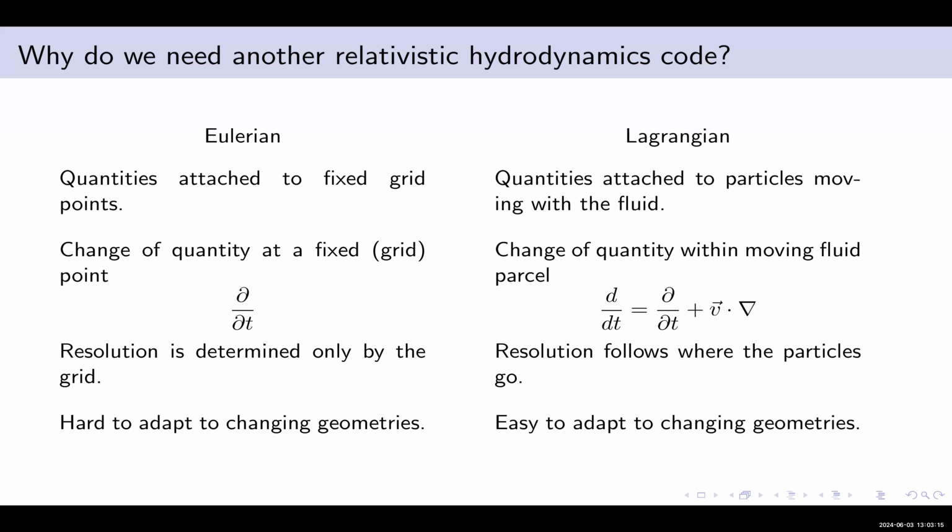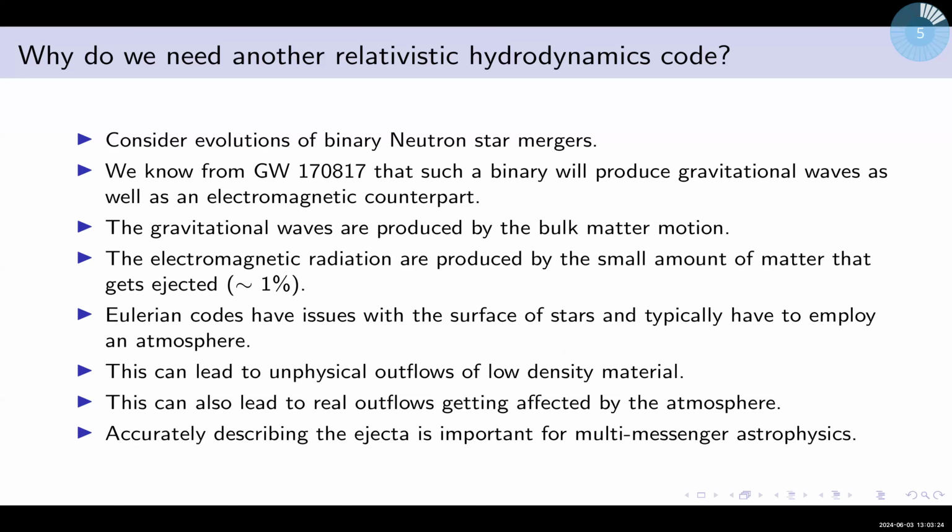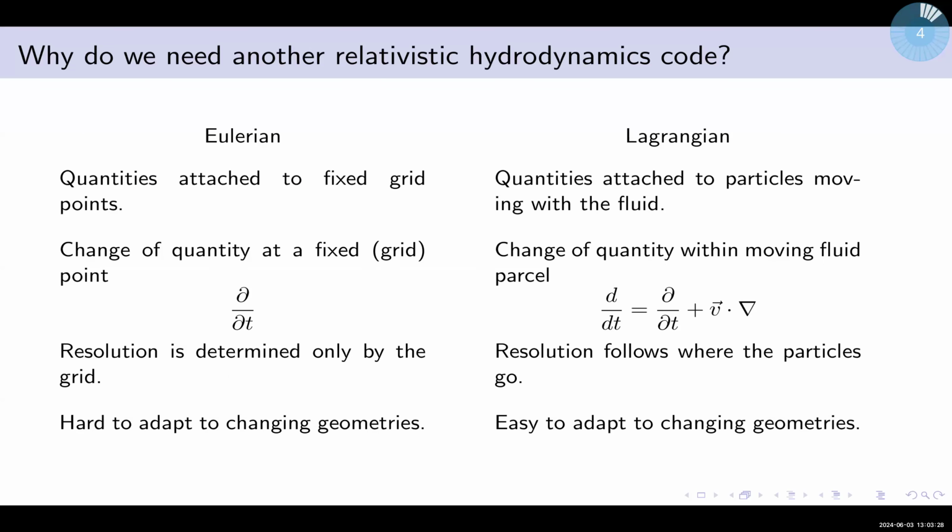So, as I said, this is based on particle methods, so it's a Lagrangian code. Most other relativistic hydrodynamics codes are Eulerian, where quantities are attached to fixed grid points, and the change of a quantity at a fixed grid point is just given by the partial derivative there. And of course, here one potential problem is that the resolution is determined only by where you actually put your grid. So if you don't have grid points where the matter moves, you have to adapt. And that means that it's pretty hard to adapt to changing geometries.